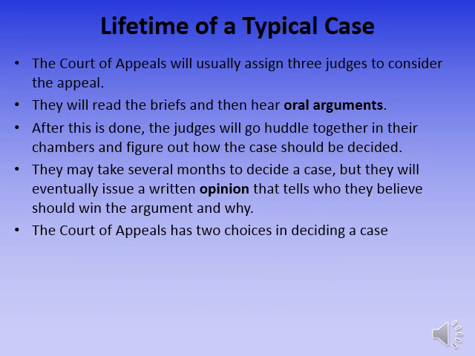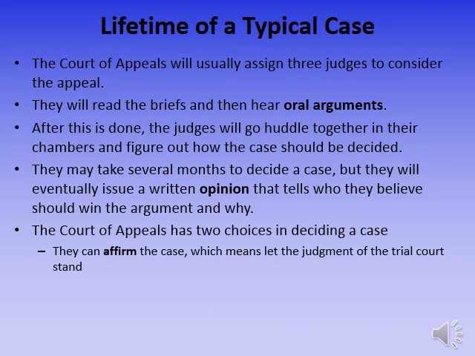When the Court of Appeals decides a case, they really have 2 different choices. They can either affirm the case, which means that they let the judgment of the trial court stand. So in other words, they say that the trial court judge did not make a mistake after all, that his ruling, whatever we're arguing about, was correct. So they'll agree with the judge in the lower court. So if they affirm the case, that means they agree with that judge down below.